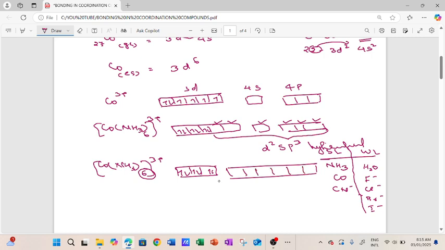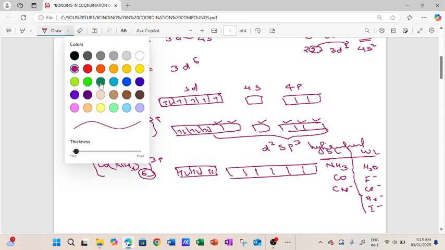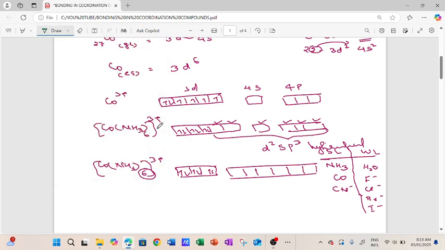Now it is empty, but each ammonia will be donating 2 electrons to cobalt. We know that a coordination compound means there will be coordinate bonds. Coordinate bonds are the bonds which are formed by donating a pair of electrons from a particular atom. So each ammonia will be donating 2 electrons to cobalt. Total 6 ammonia are there, so altogether 12 electrons are coming towards cobalt or sharing with the cobalt. As a result, 6 coordinate bonds are being formed.